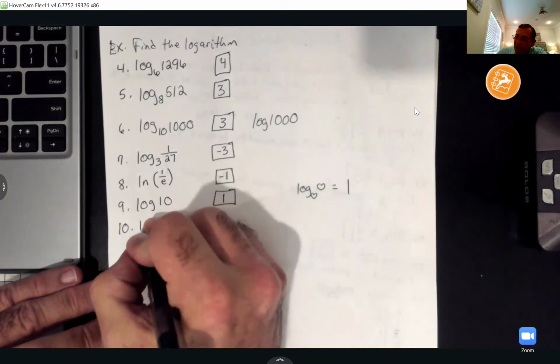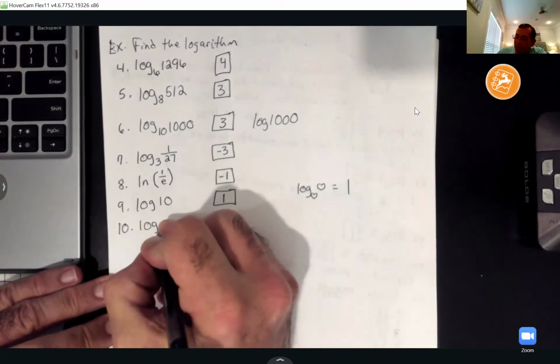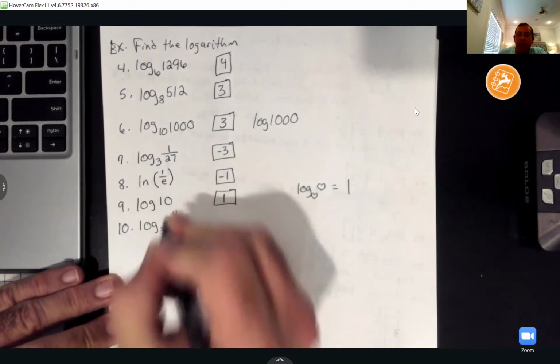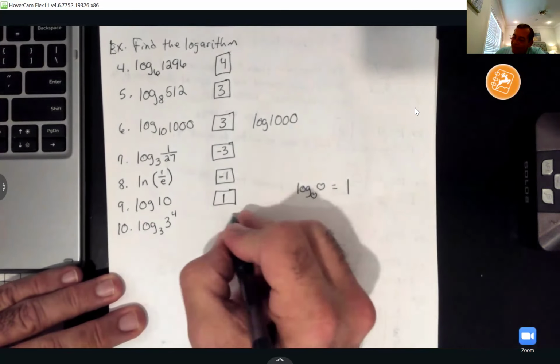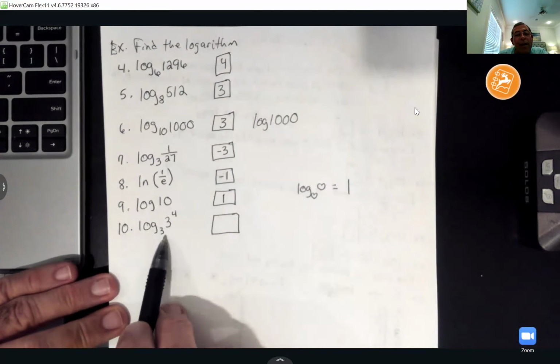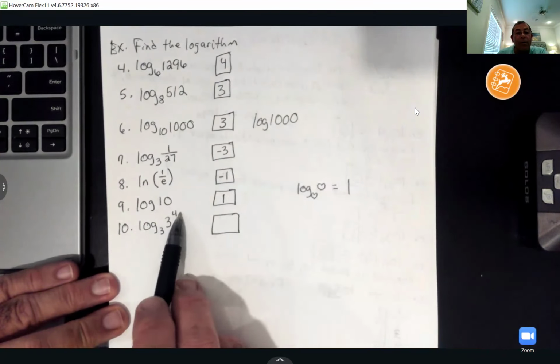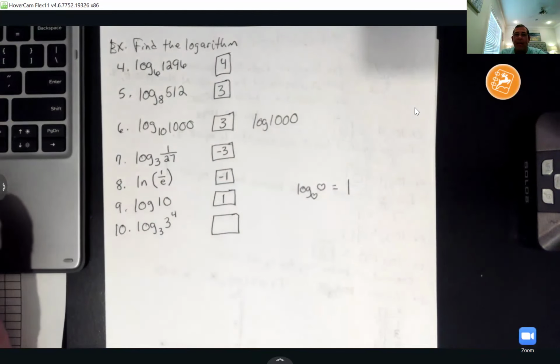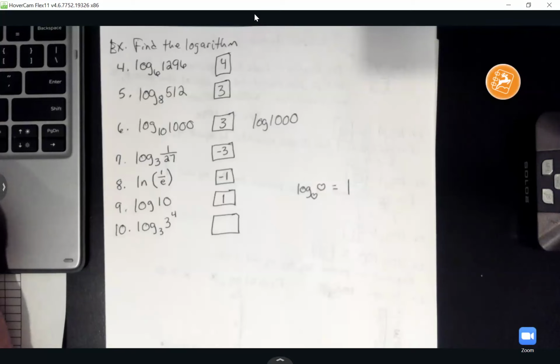All right, let's try this one. Log base 3 of 3 to the 4th. So what exponent would I raise 3 to make it look like a 3 to the 4th? Y'all watch this. Let me show you how I would punch that one in. Was it 4? Oh, it is definitely 4.